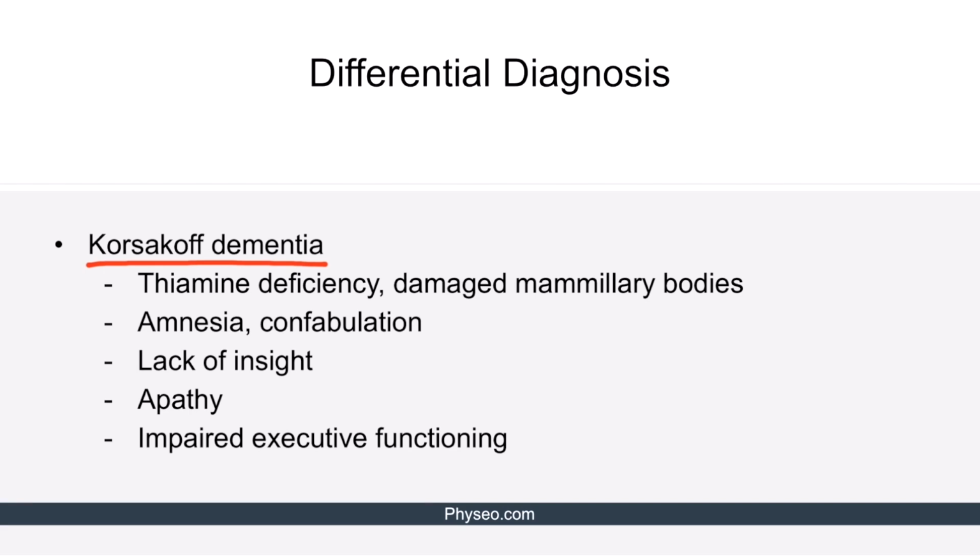Finally, let's talk about Korsakoff dementia. Korsakoff dementia results from thiamine deficiency, which leads to damage to mammillary bodies. This in turn results in antero-retrograde amnesia, lack of insight, personality changes such as apathy, and impaired executive functioning. Korsakoff dementia diagnosis is made clinically, so imaging and lab tests are not needed. Usually it develops in patients who drink a lot of alcohol, are on extreme diets, undergoing chemotherapy, or on dialysis.